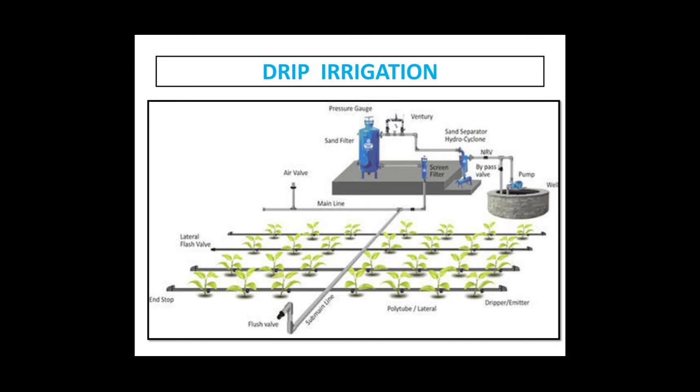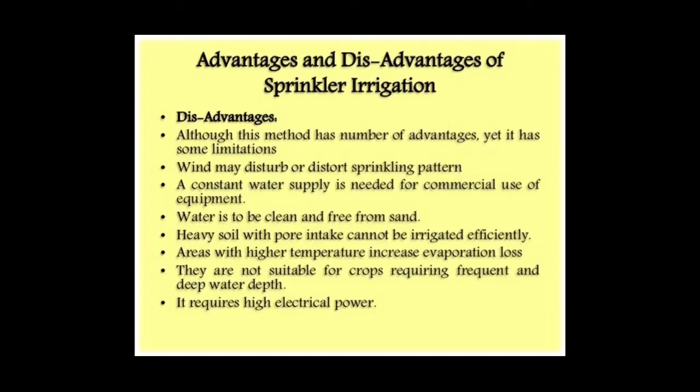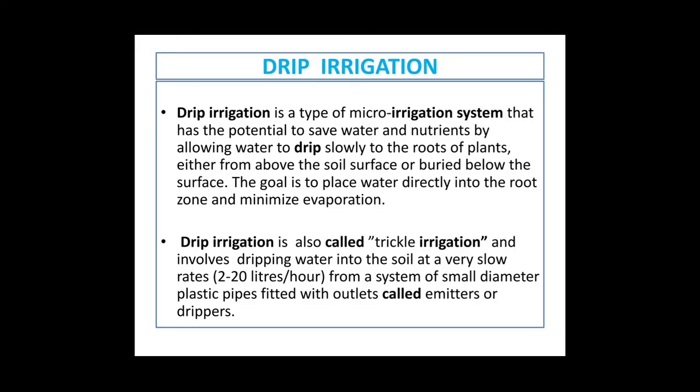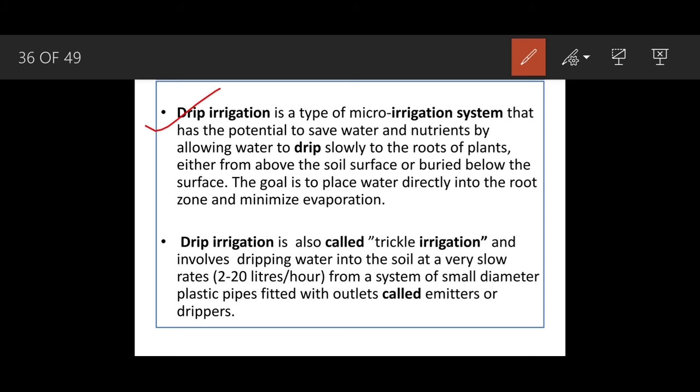It prevents growth of weeds or bacterial growth because the water reaches directly to the roots of the plant. So like this, the moisture content is maintained and the plant can grow in a proper way. So this is about drip irrigation. So let's read the facts about this type of irrigation. So we'll come to the first point. Drip irrigation is a type of micro irrigation system that has the potential to save water and nutrients by allowing water to drip slowly to the roots of the plants. So this is what is drip irrigation.